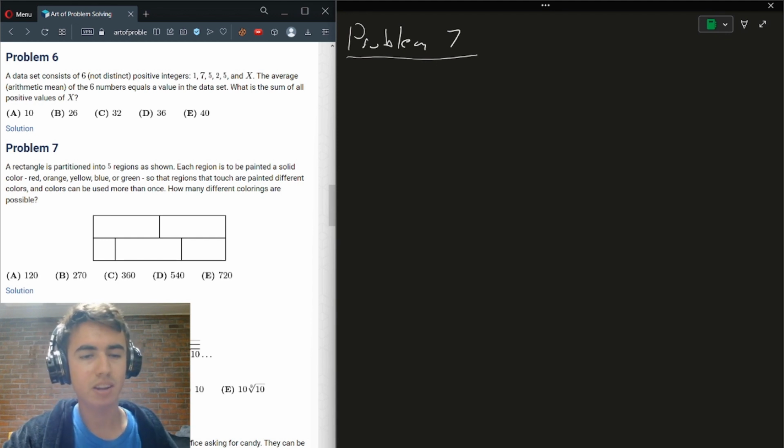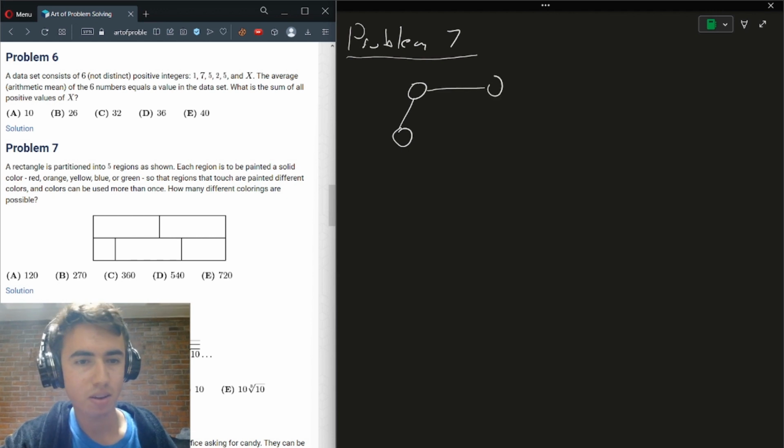So first off, I want to abstract the problem as much as possible. In other words, get rid of the rectangle part, right? So I'm going to make it a graph with nodes, basically. Here, you can see this node will represent this rectangle right here, right? So let's just do that. Basically, we get a graph that looks like this, where the edges denote that the rectangle regions are touching. So it looks like this, right?